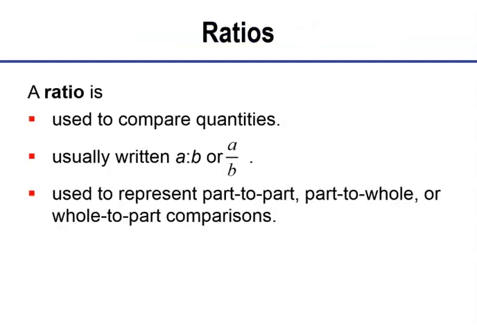So, ratios. What is a ratio? A ratio is used to compare quantities, usually written as A colon B or the fraction A over B. And if you're going to use it for calculations, the fraction or the rational number A over B is better than writing it A to B. I've even seen it written with the word to, so A to B. It's used to represent part to part, part to whole, or whole to part comparisons.